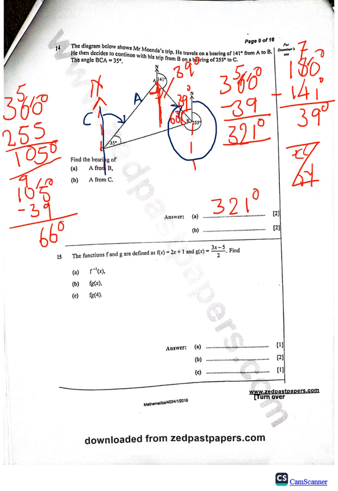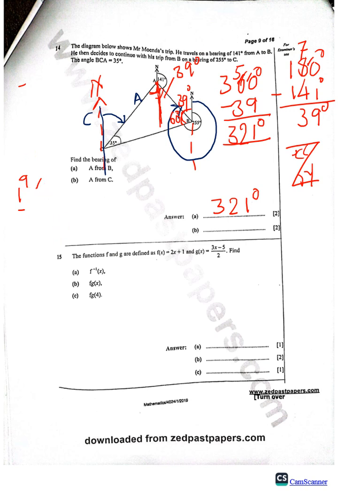So we can now add. If we add 35 plus 60 plus 39 minus 180, we'll be able to find our angle. So let's do the math. 35 plus 39 plus 60, because a triangle adds up to 180.